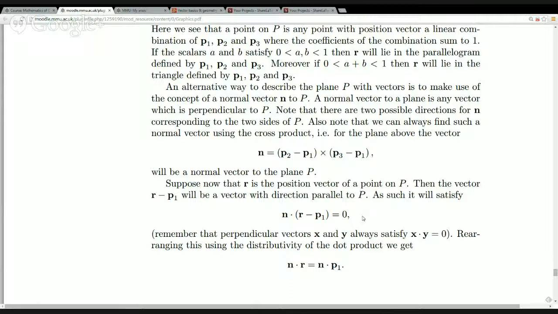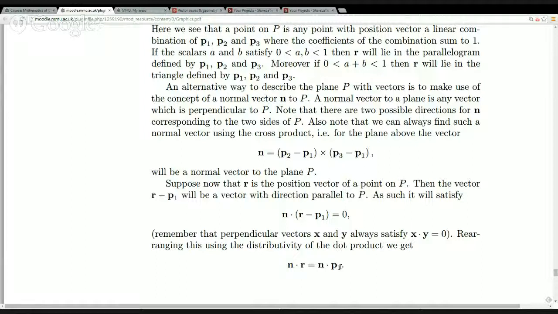So that would be 0. But we can rearrange that equation. Remember, the dot product distributes over vector addition or vector subtraction. So that equation is equivalent to saying n dot r is equal to n dot P1. So for any point r at all on the plane, when you take the dot product of n with r, you'll always get this value n dot P1.